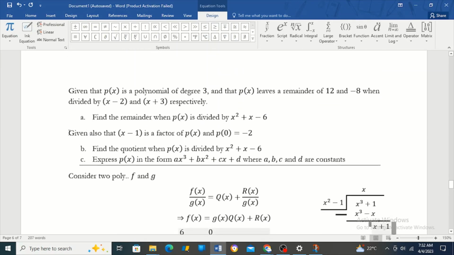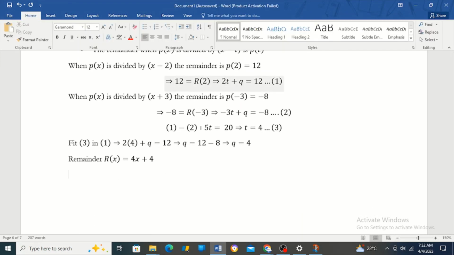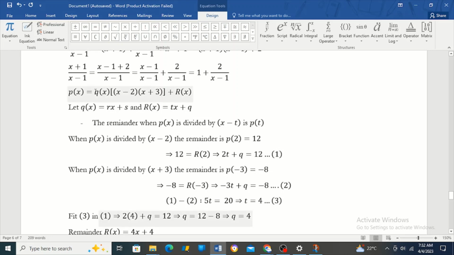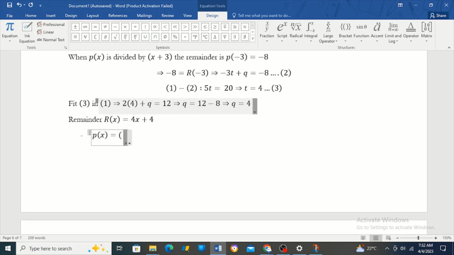Okay, next part of the question: given also that x minus 1 is a factor of p of x and p of 0 is equal to negative 2. So first of all, let us write our p of x. Our p of x will be equal to, our q of x is simply rx plus s. You have rx plus s, you multiply with x squared plus x minus 6, and add it to the remainder, which is 4x plus 4.